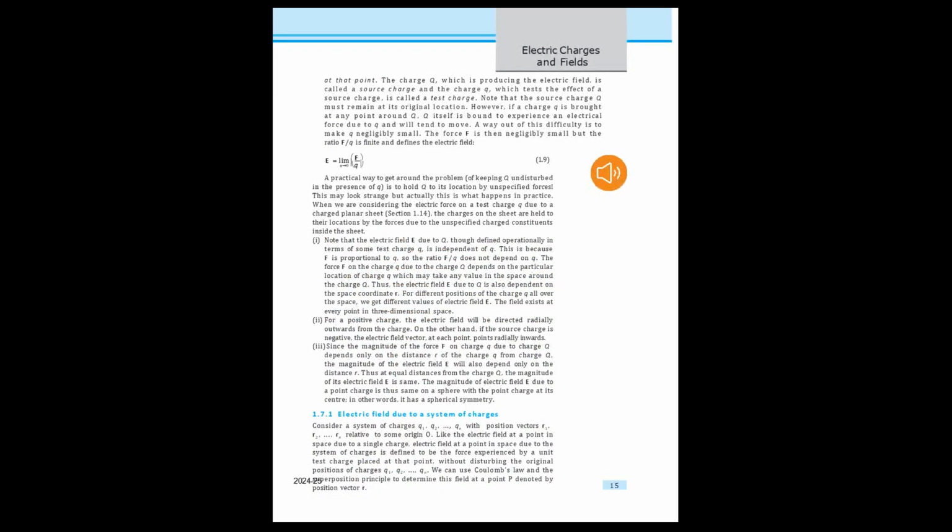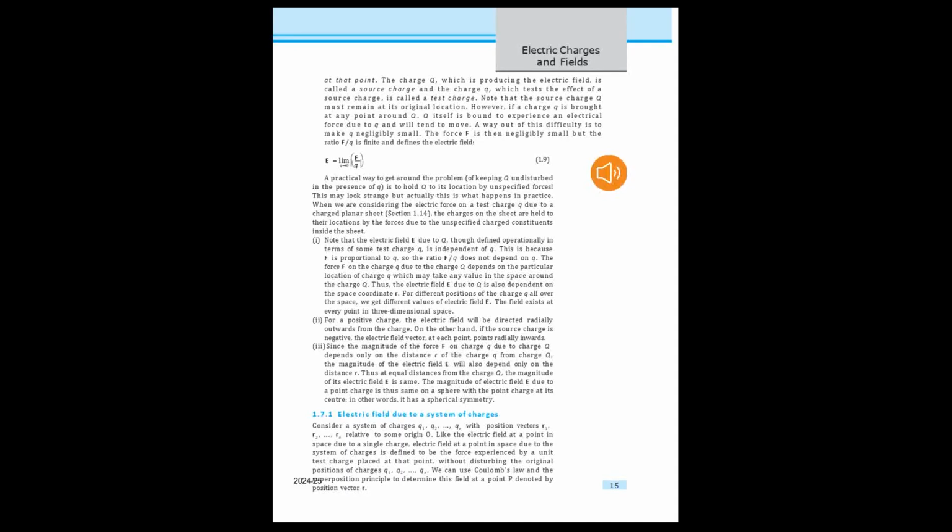Note that the source charge Q must remain at its original location. However, if a charge q is brought at any point around Q, Q itself is bound to experience an electrical force due to q and will tend to move. A way out of this difficulty is to make q negligibly small. The force F is then negligibly small, but the ratio F by q is finite and defines the electric field. E is equal to limit q tending to 0 of F by q.